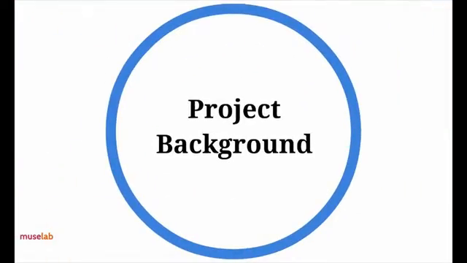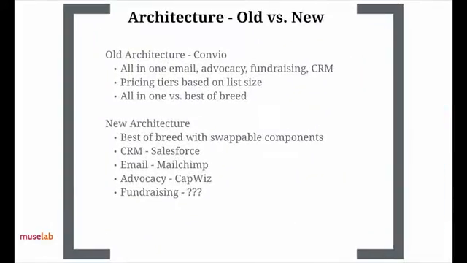So the background of the project, we started originally on an architecture called Convio Luminate, which is now under the Blackbaud brand, who also makes Razor's Edge and eTapestry. It's an all-in-one system, and it is integrated, but it didn't really seem to excel at any of the particular parts necessarily. Also, the pricing tiers are based on your list size, so after we passed 50,000 people in our list, there was a substantial price jump for us, which was kind of the straw that broke the camel's back internally. And it's an all-in-one versus best-of-breed system.